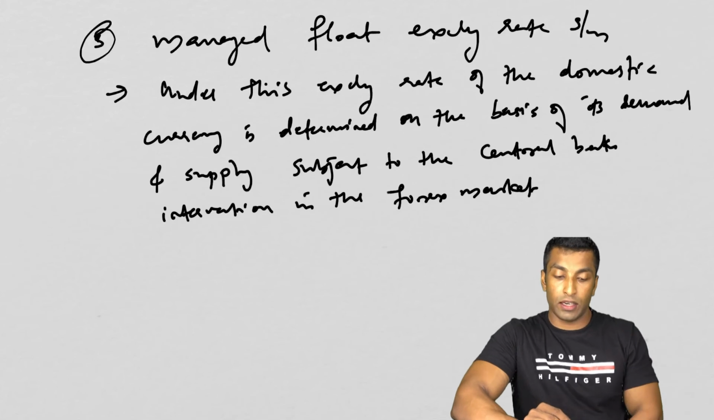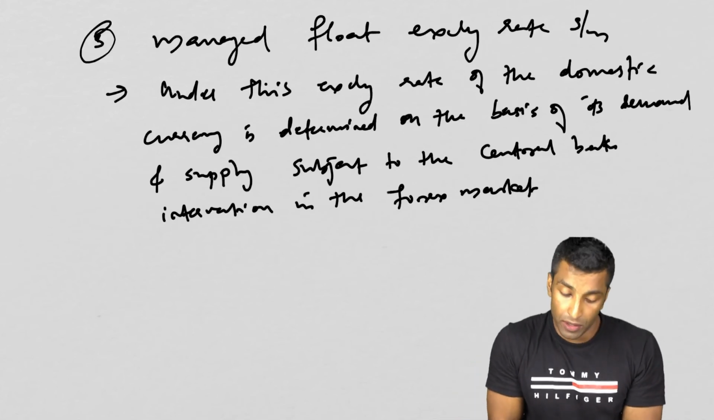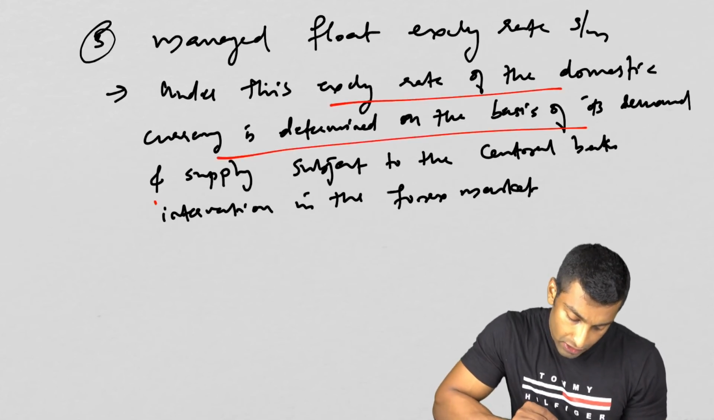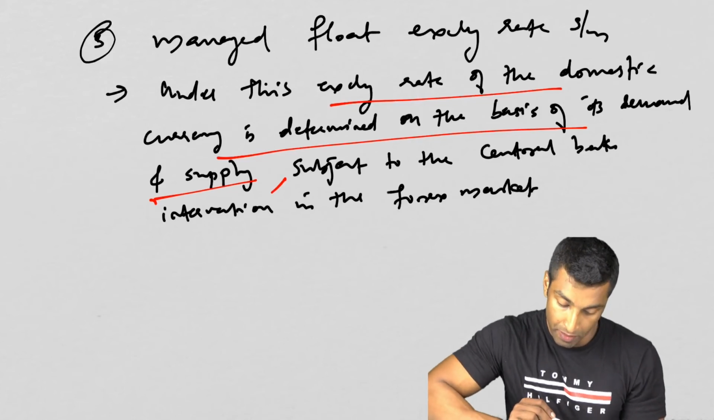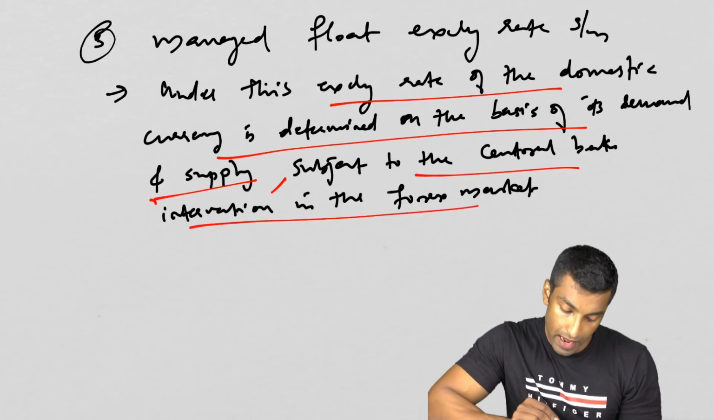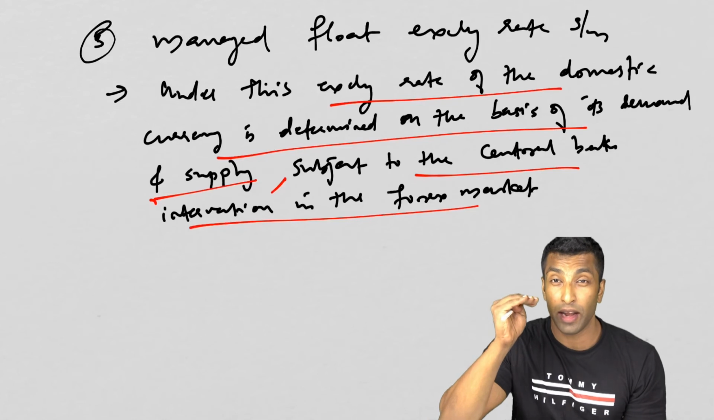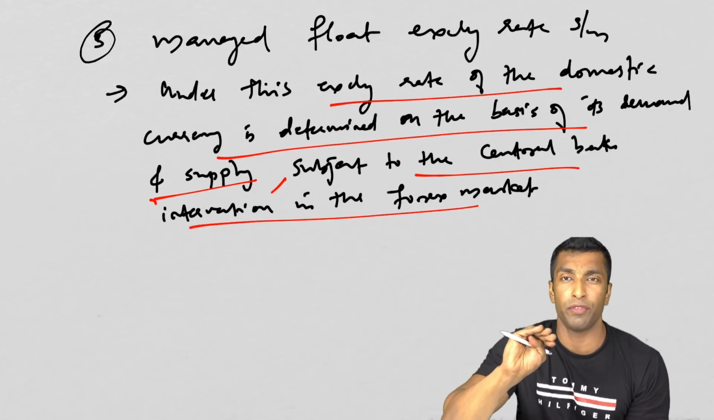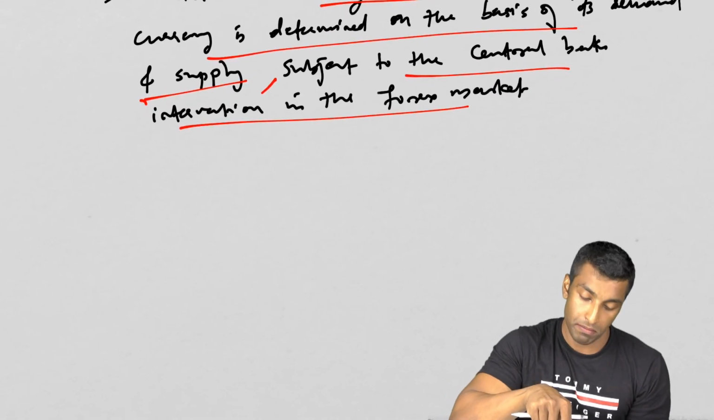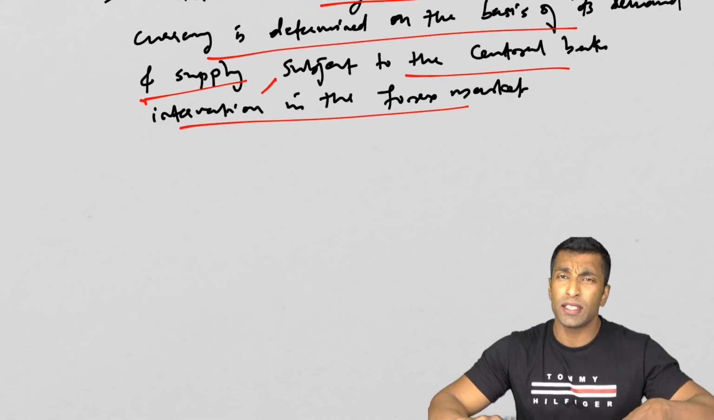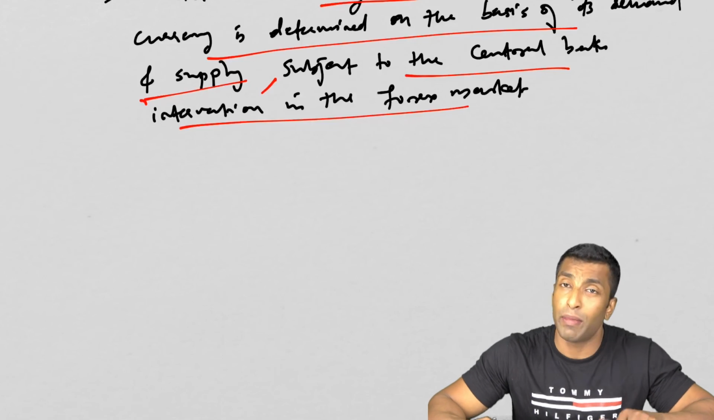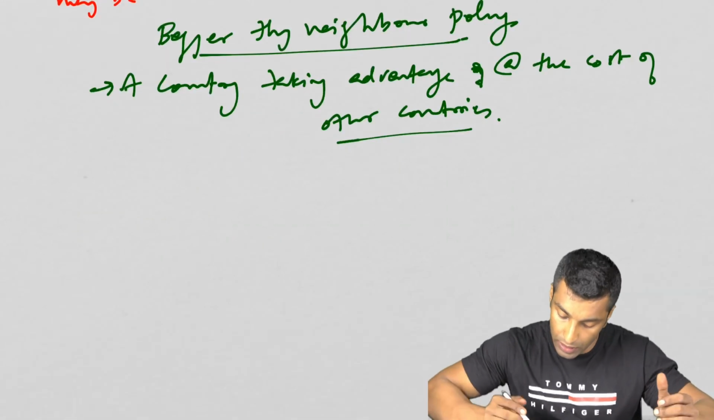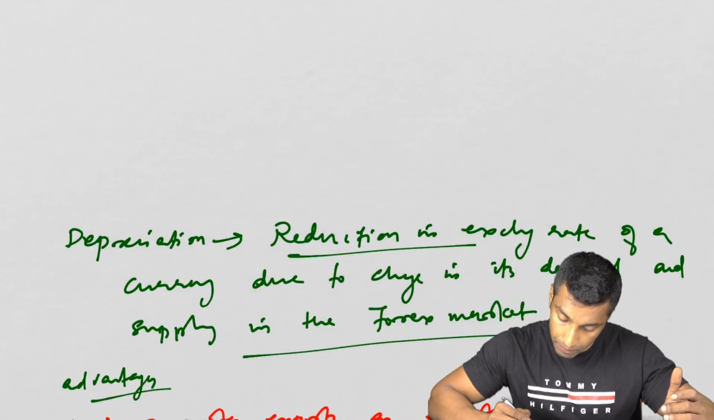See, what is the difference from floating system here? This much is same, determined on the basis of demand and supply. From here, it is subject to central bank's intervention. So RBI will interfere. That means it's not completely floating. RBI will interfere in case there is a problem. So it is again based on demand and supply. Who creates demand, who creates supply, all those things we have actually discussed.